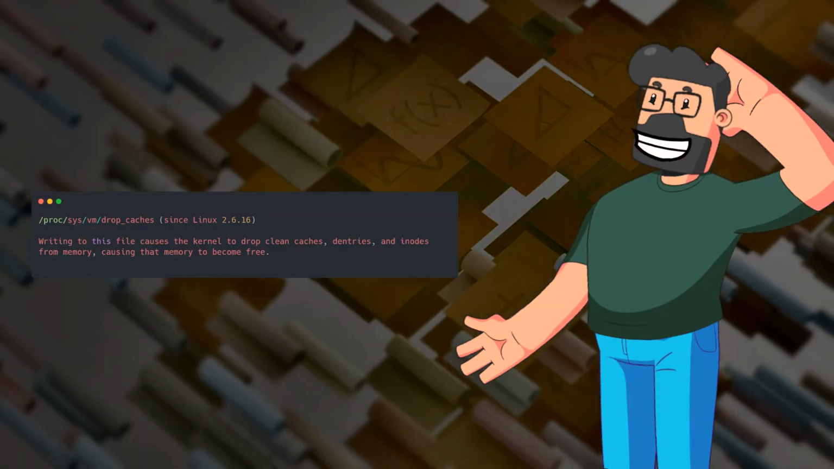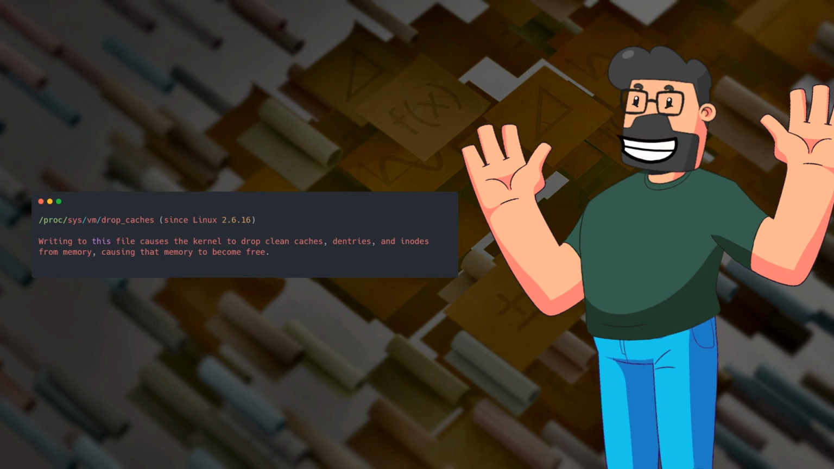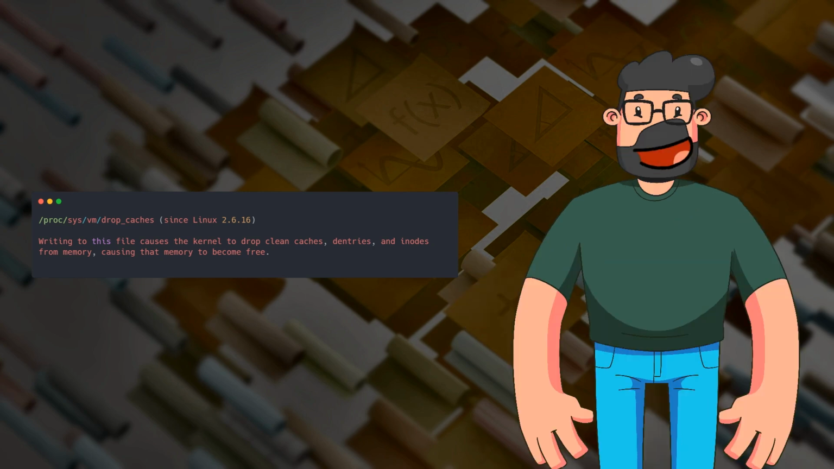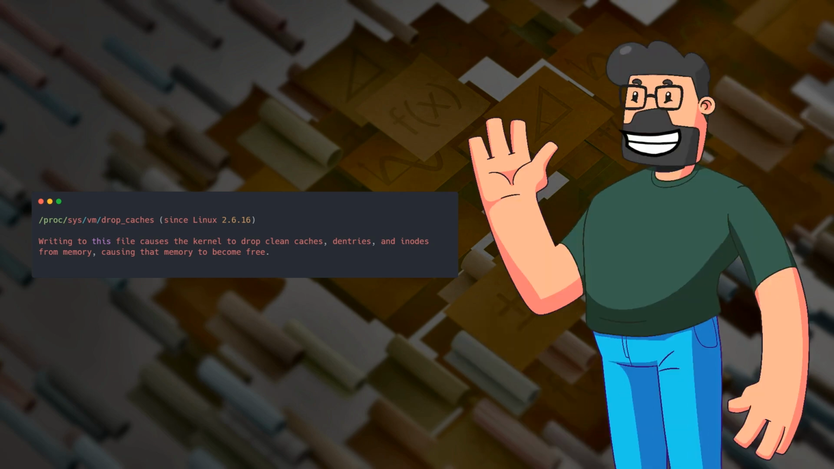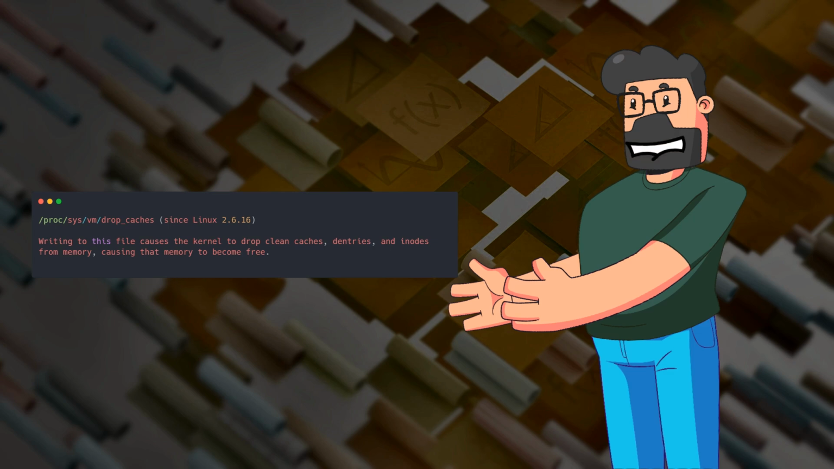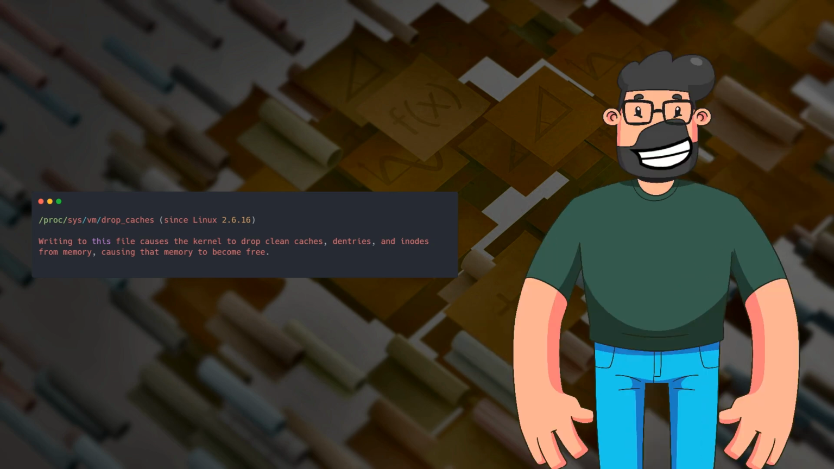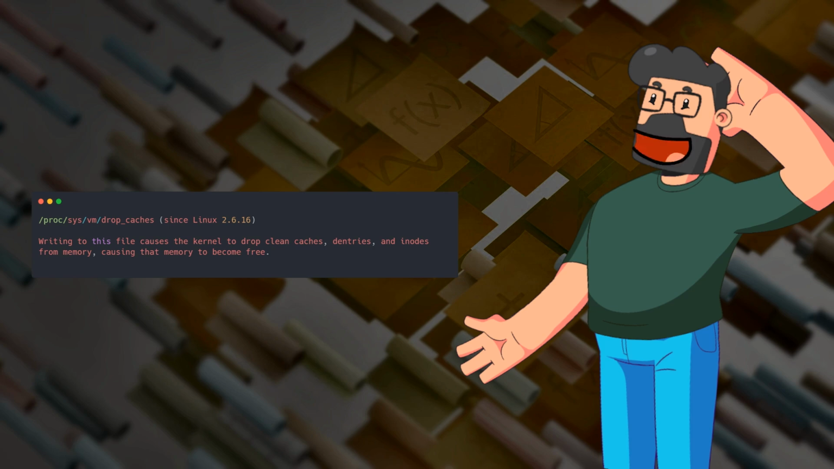Continuing with the solution, we have another nifty trick up our sleeves. By writing to the proc vm drop_caches file, you can prompt the kernel to release clean caches, dentries, and inodes from memory, effectively freeing up space. While this action can aid memory management and benchmarking, it comes with a performance trade-off. So, use it judiciously to maintain a balance between system responsiveness and memory utilization.